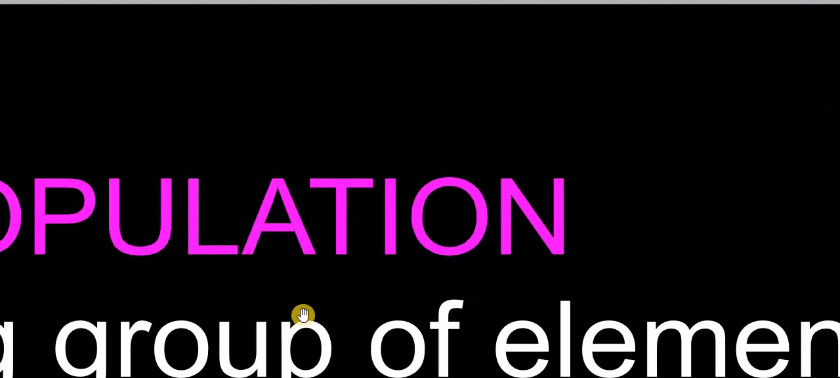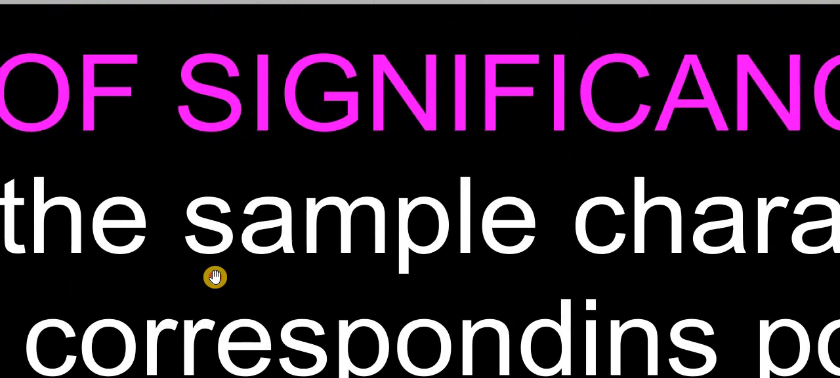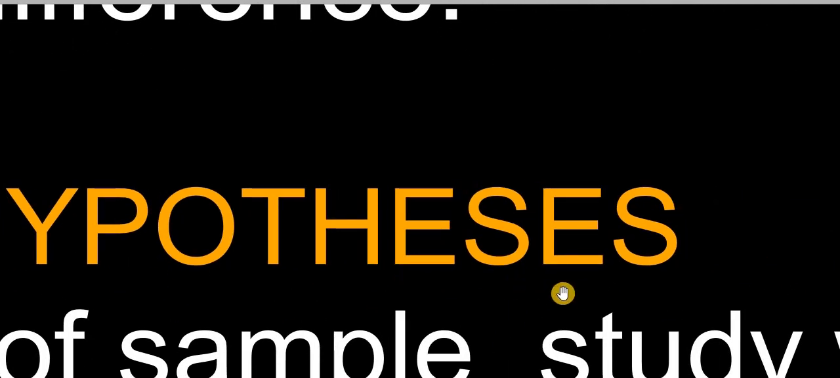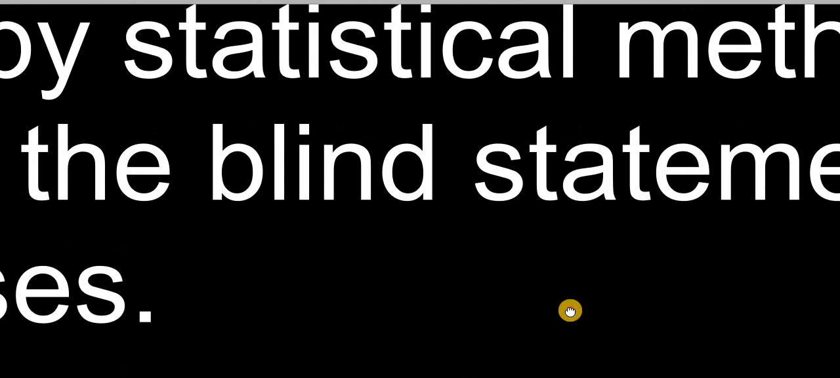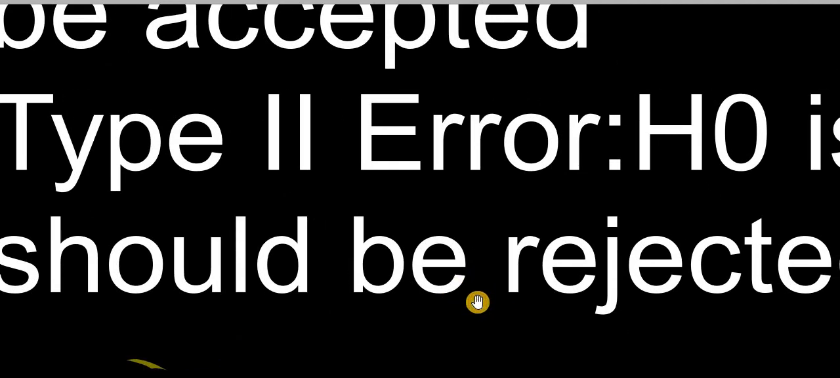And our topic today was unit 1, test of hypothesis. Test of hypothesis, very important thing. Population, second one is sample, and third one is parameters and statistics, and then test of significance, difference, and then test of hypothesis, and next one is what we call critical region, and next one is types of error. That's what we come to the end of this.